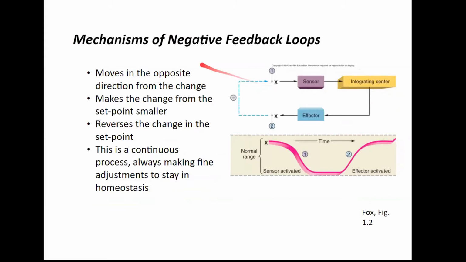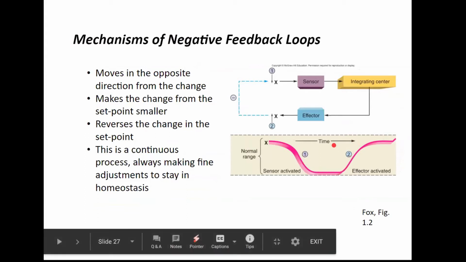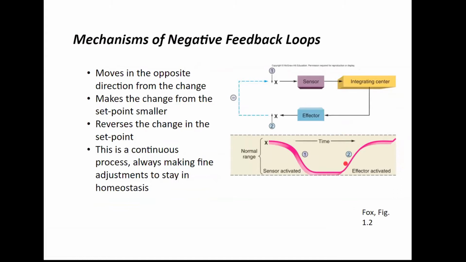Okay. So in a negative feedback loop, we're talking about a move in the opposite direction from the change. Our error signal is decreasing, so this distance from the set point is decreasing once our effector is activated. It's decreasing because we're actually having an effect. It gets us back to the set point. And this is always going on. So you're always having slight perturbations in these regulated variables. Your body is constantly making very small adjustments.